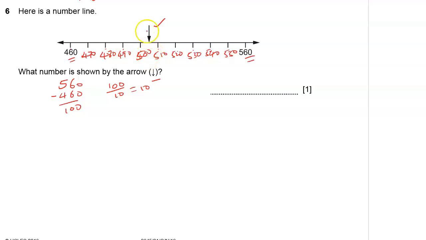And therefore we can see our arrow here is between 500 and 510. Therefore, this position here should be 505. So the arrow is at 505.